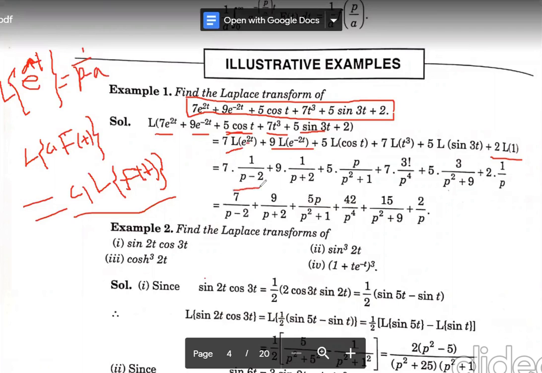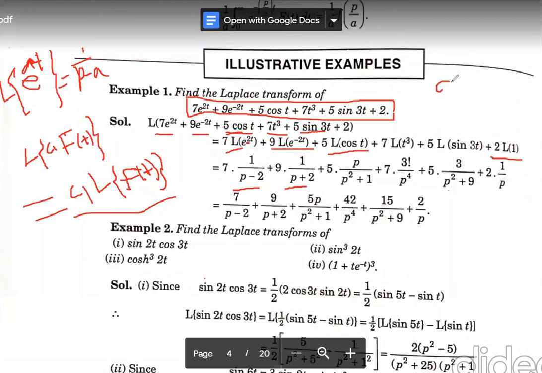Plus 9 into Laplace transform of what? E to the power at. A is what here? Minus 2. So 9 into 1 by p plus 2, plus 5 into Laplace transform of what? Cos t. So Laplace transform of cos t is how much? P by p square plus what? A square.